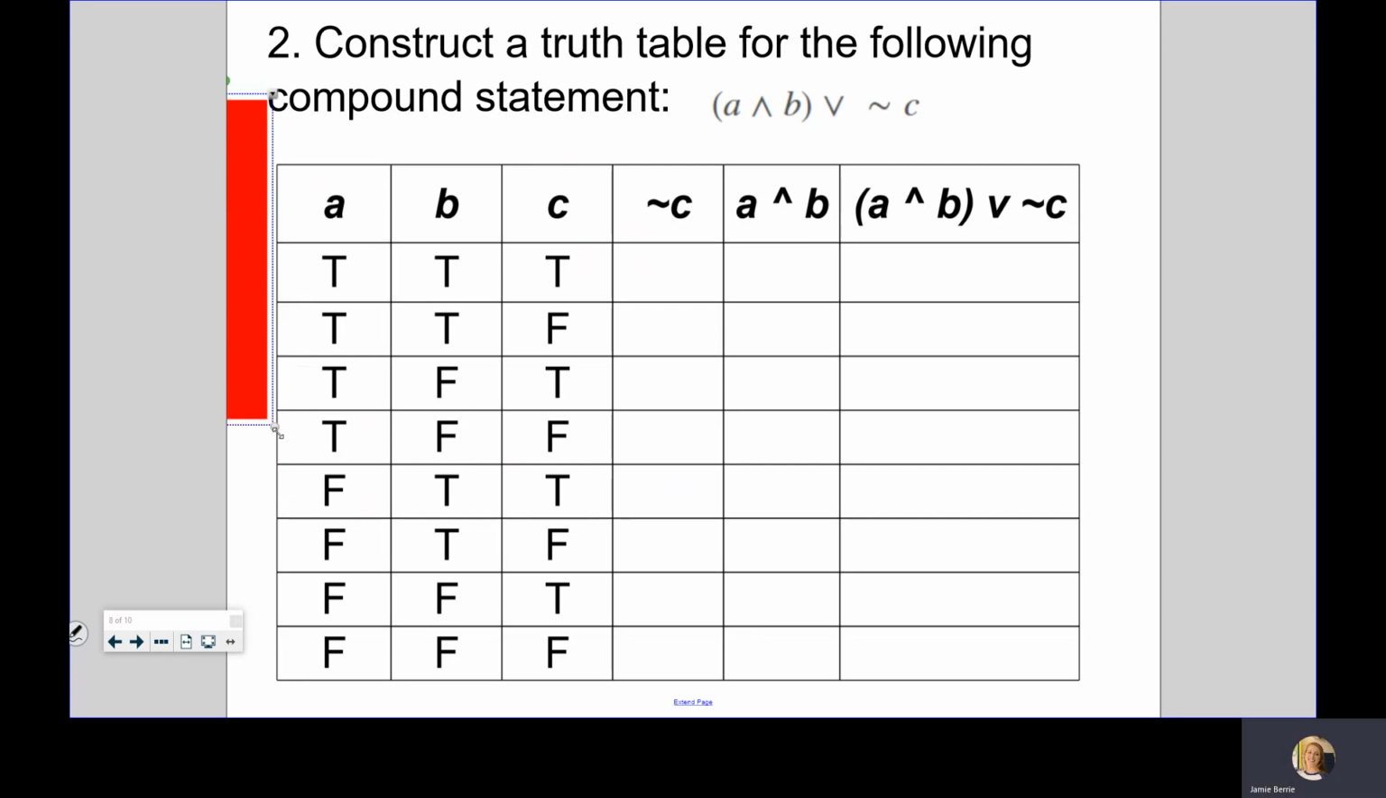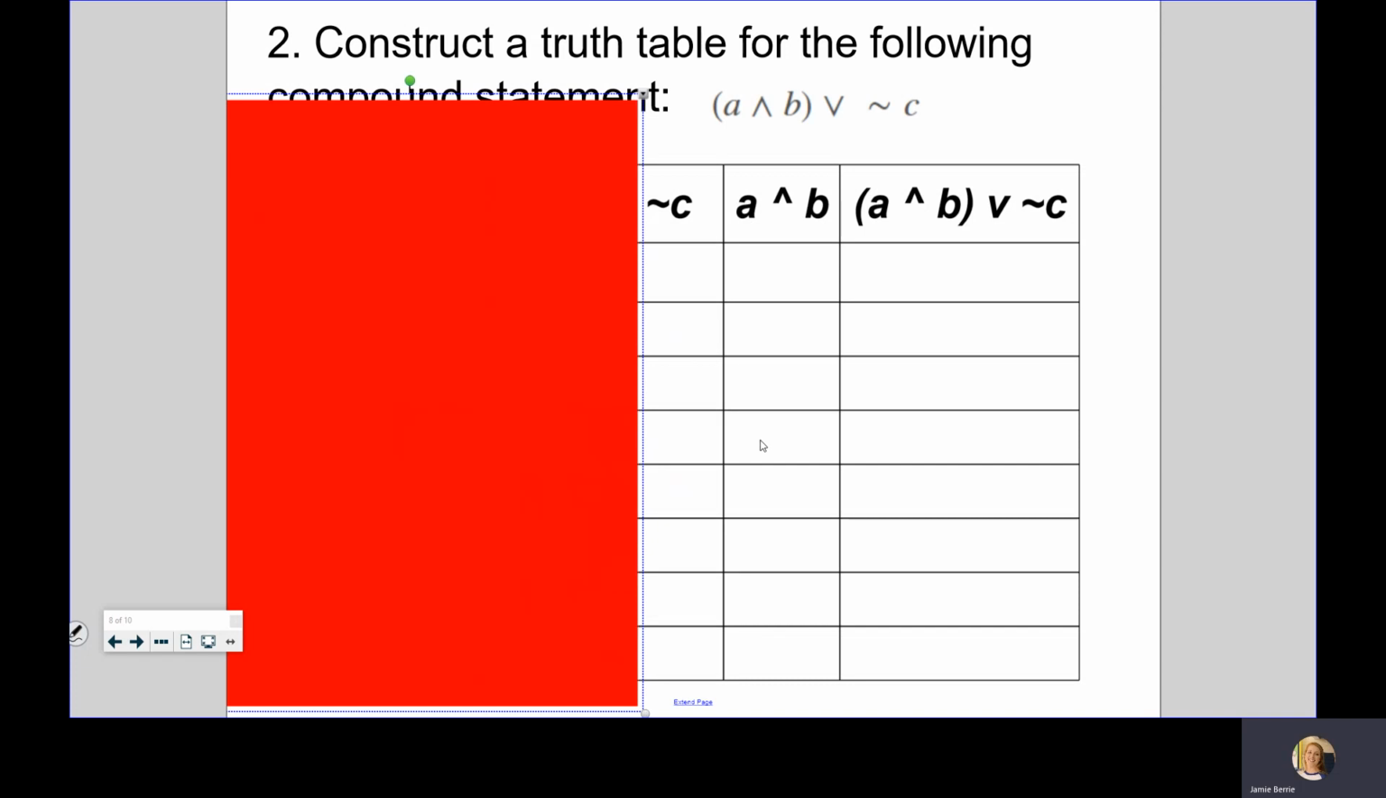not C. Oh, I guess I should read the entire compound statement. Y'all think about it for a second. Look at the compound statement. Think about how you would read it. A and B or not C. Very good.